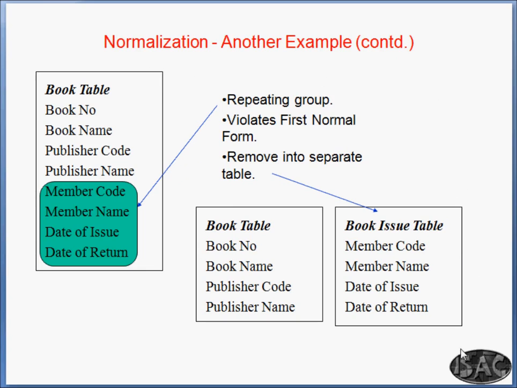Normalization, another example, book table. So I have a book table. First, what we have to do is remove the repeating group. For a book, there are a number of members who want that. So this is a repeating group. We have to eliminate it, so we have removed that one and separated it, right?